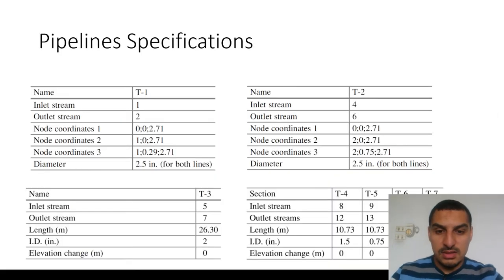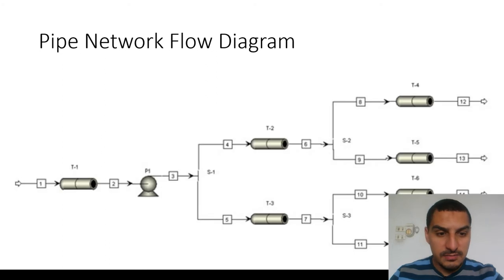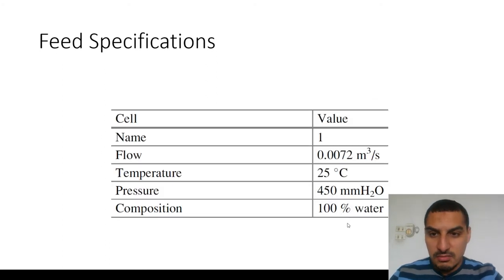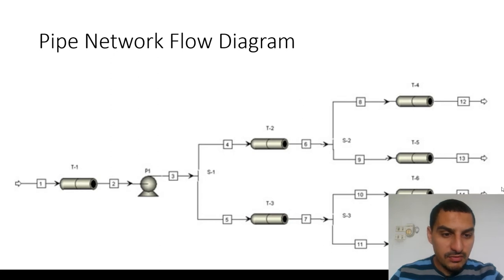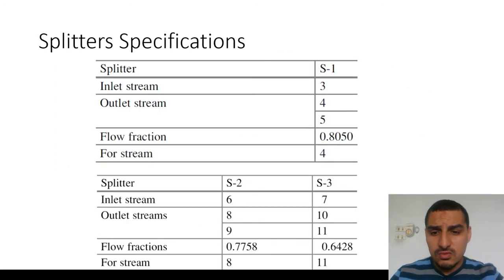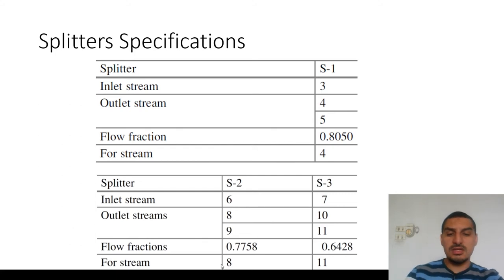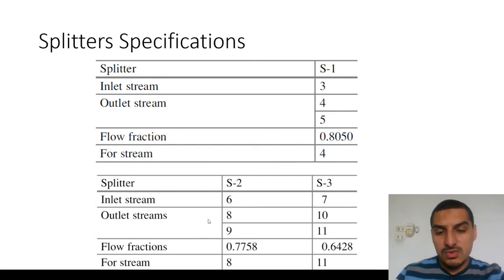Let's see. So here is again the flow sheet, and the part that is not defined is starting from 6 and 7, from the two splitters and the four pipes. And let's see what we have for the splitters. So the splitters, what we need to know about the splitter is the split fraction. And this is what we have here.